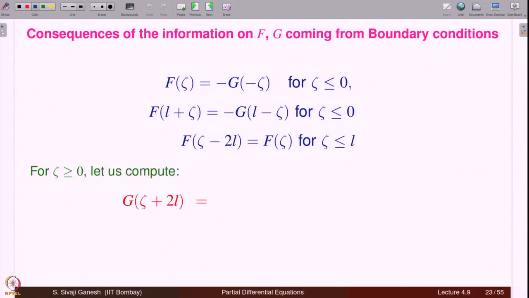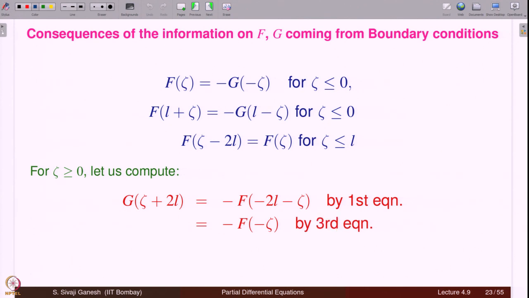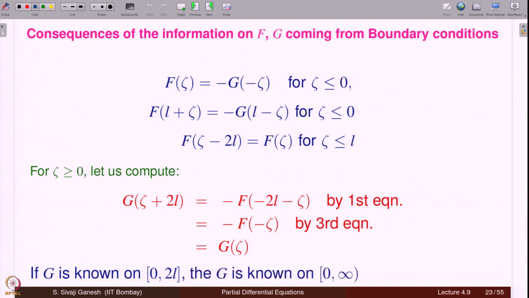Now, for zeta greater than or equal to 0, let us show a similar thing about g. g of zeta plus 2L is minus f of minus 2L minus zeta by the first equation, and that is equal to minus of f of minus zeta because we already showed the periodicity, which is g of zeta. Therefore, if g is known on the interval 0 to L, then it is known everywhere, 0 to infinity.